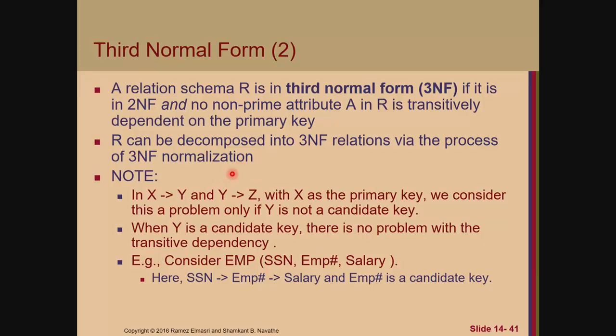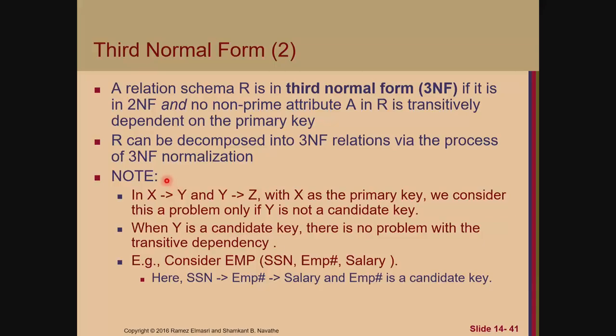Okay. In X determine Y and Y determine Z, with X is a primary key. Okay, now X is a primary key. We consider this problem only if Y is not a candidate key. Okay, when Y is candidate key, there is no problem with the transitive dependency. This is not that if Y not primary key, but Y is a candidate key.